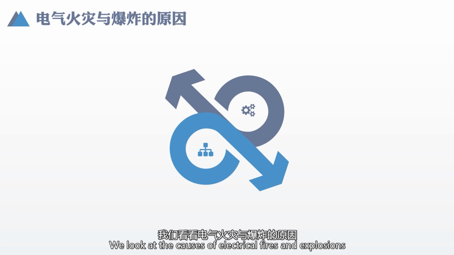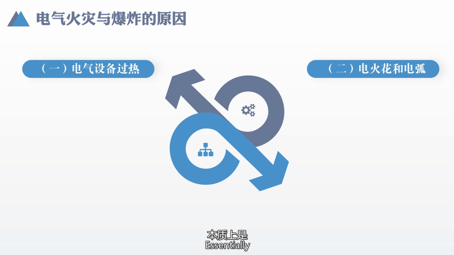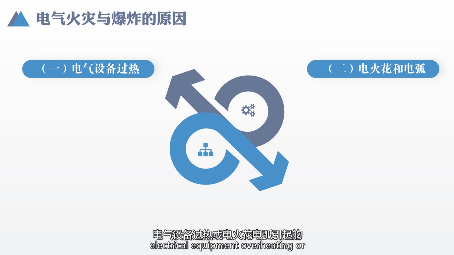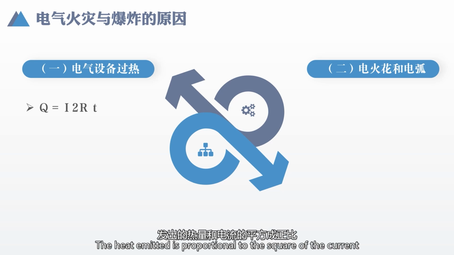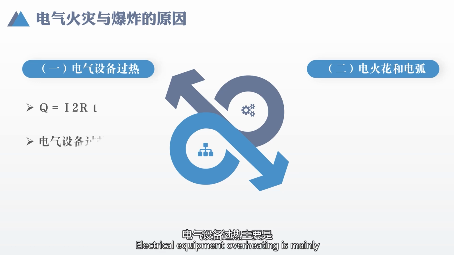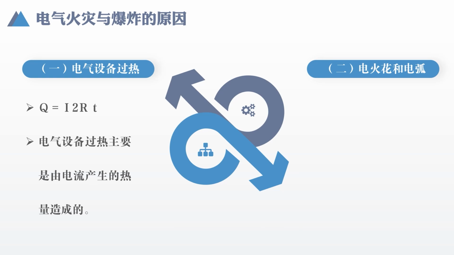Below, we look at the causes of electrical fires and explosions. The occurrence of electrical fires and explosions is essentially electrical equipment overheating or electrical sparks caused by arcing. We know that Q equals I squared R t. The heat emitted is proportional to the square of the current.